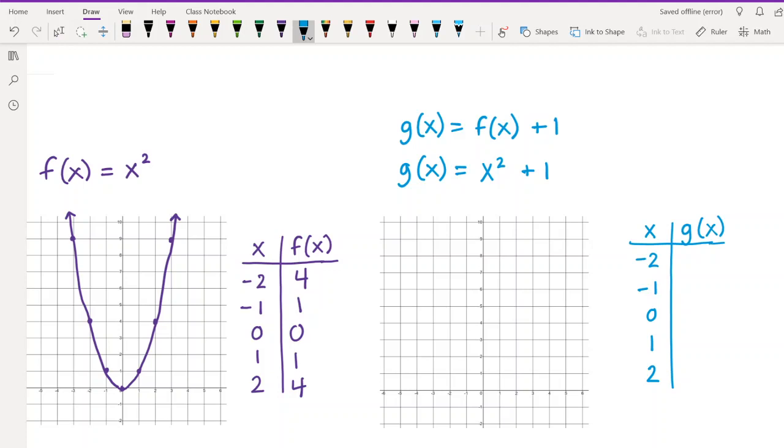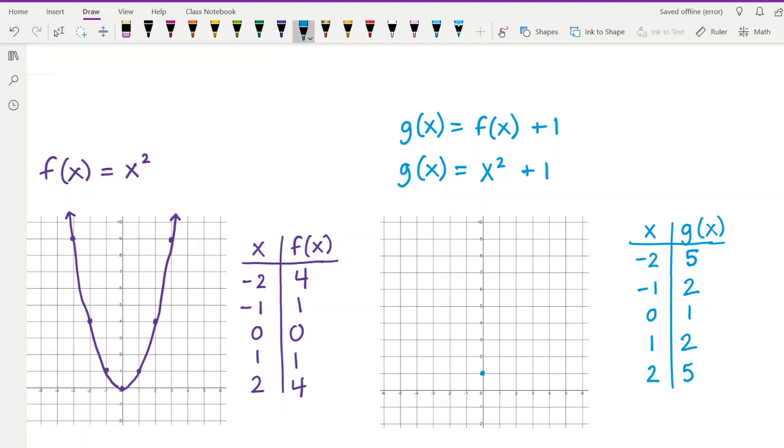And so now when we go and fill out the table, that's the formula that we can use to evaluate our outputs. Okay, so if we plug in -2, we have -2 squared, which is 4, and then we add 1 to that and we get 5. Then we have -1 squared, which is 1, and we add 1 to that and we get 2. Then we have 0 squared, which is 0, we add 1 to that, we get 1. 1 squared is 1, we add 1 to that, we get 2. 2 squared is 4, we add 1 to that, we get 5.